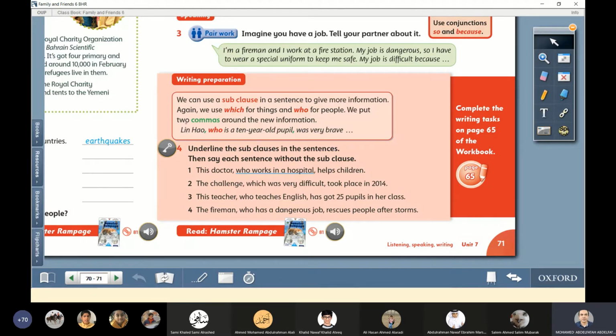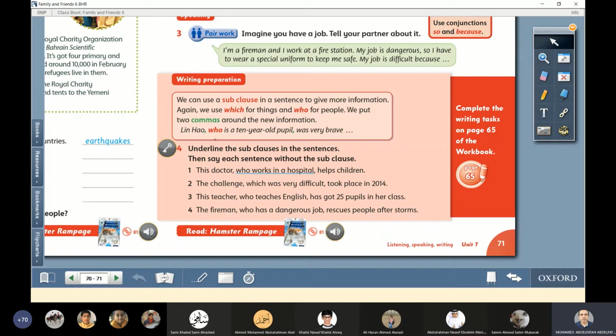We put two commas around the new information, before and after the new information. For example, Lin Ho, this is a girl. Lin Ho, who is a 10-year-old pupil, was very brave. Here we use the relative pronoun who to connect two ideas together.